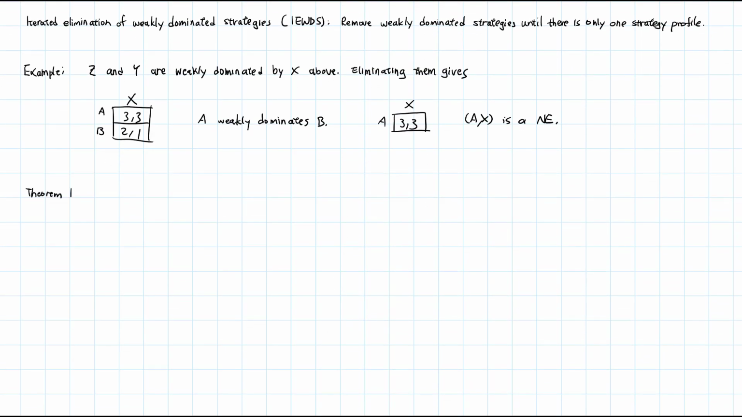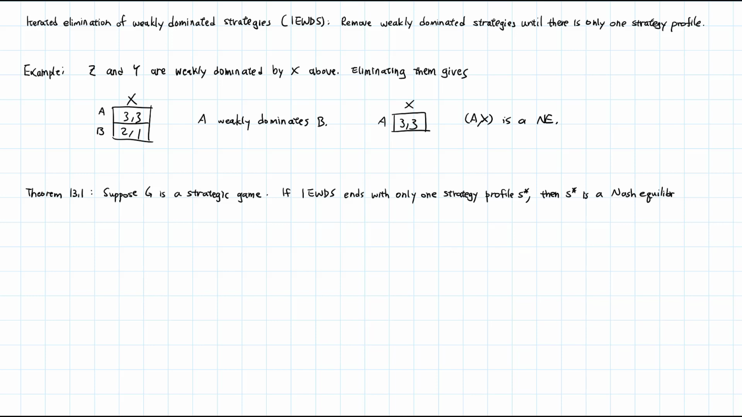We have this theorem here. Suppose G is a strategic game. If IEWDS ends with only one strategy profile s star, then s star is a Nash equilibrium of G. We will leave the proof of this as an exercise.